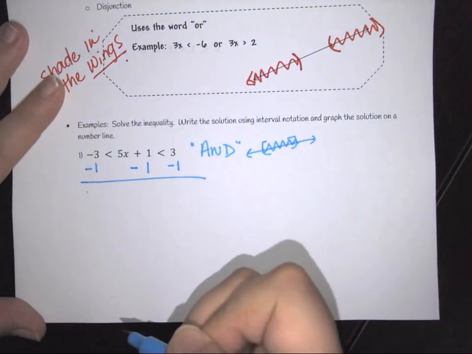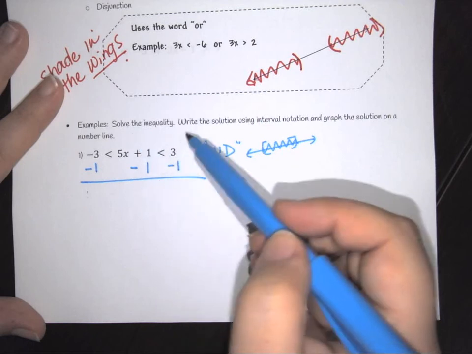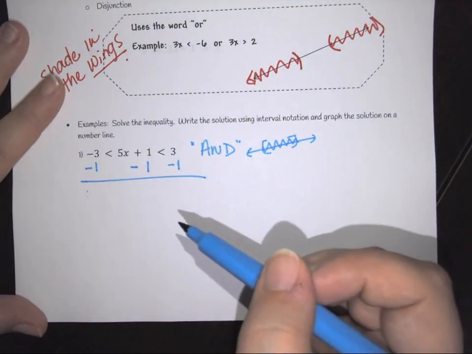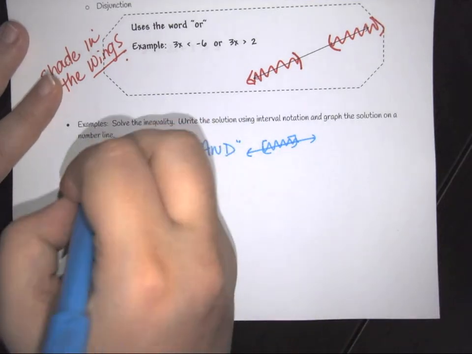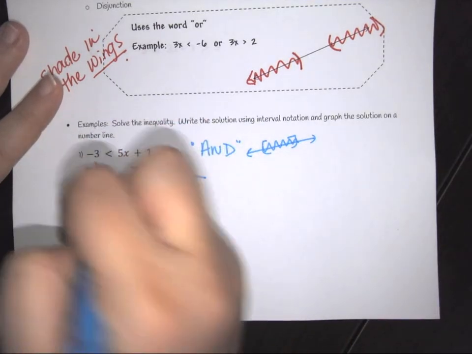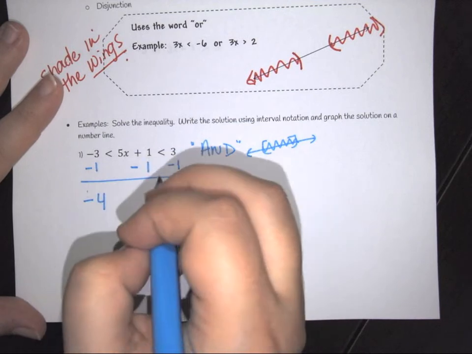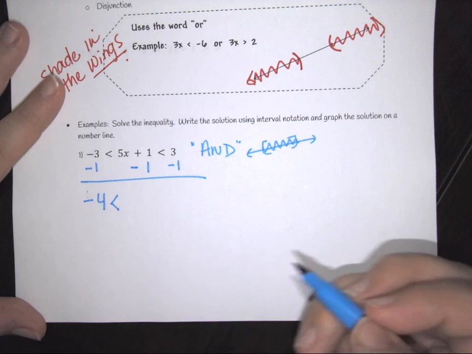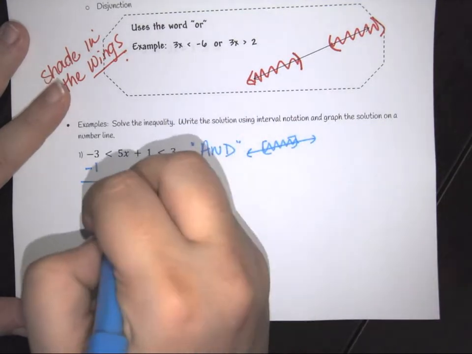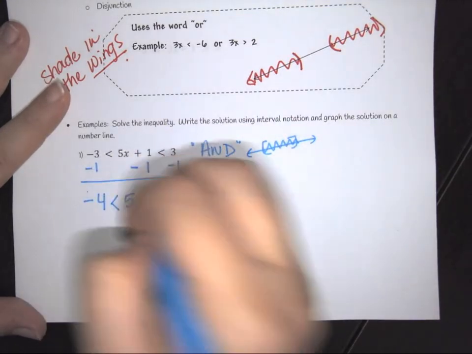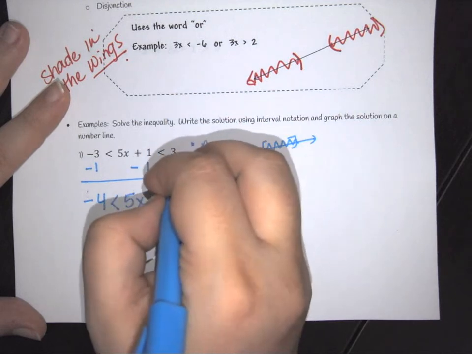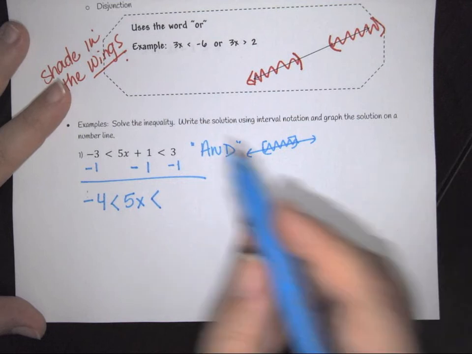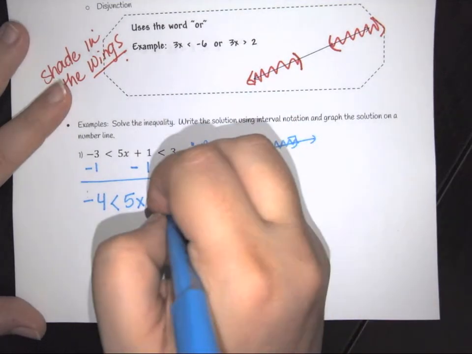If I do that, I have 3 individual parts that I am working with. So -3 minus 1 gives me a -4. Since I have not multiplied or divided, my inequality stays the same. In the middle, I have a 5x minus 1, so that leaves behind 5x. On the other side, again, I have not done anything, so my inequality stays the same. And 3 minus 1 gives you 2.